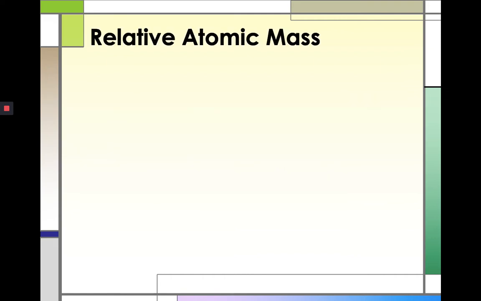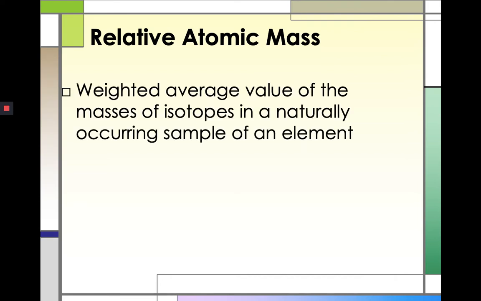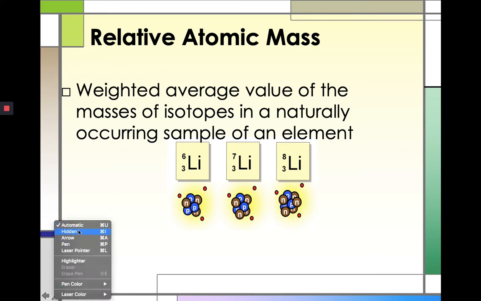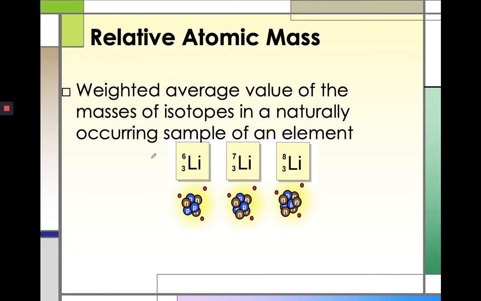All right, so first we'll have the relative atomic mass. This is also called our average atomic mass. Okay, so it's the weighted average value of the masses of isotopes in a naturally occurring sample of an element. So let's say, for example, we have here lithium, okay, lithium-6, lithium-7, and lithium-8. When we were discussing isotopes, we know very well what 6 represents, or 7, or 8.